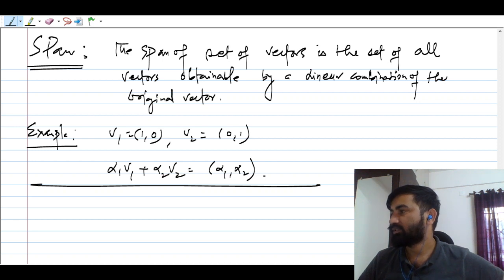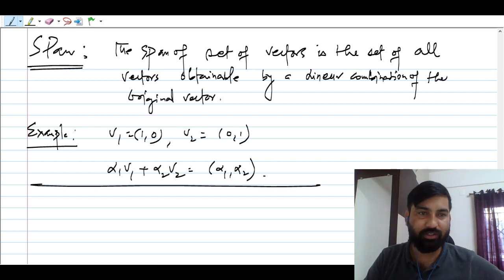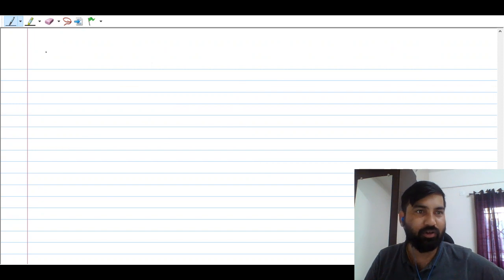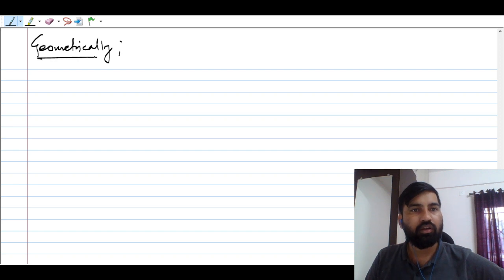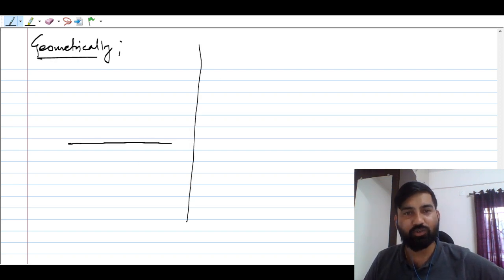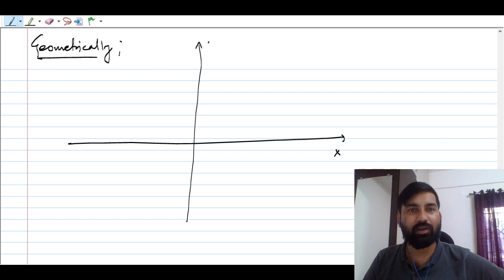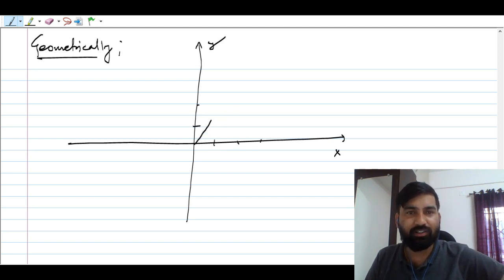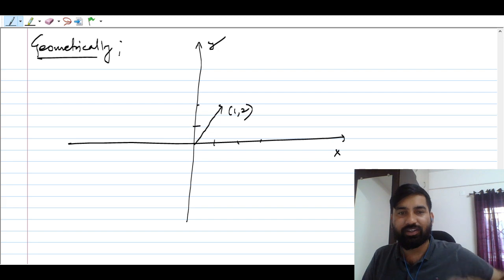We have to understand geometrically, okay? Though I have explained those things also, how do we understand span geometrically? Suppose you take the R2 plane. What does R2 mean? This is x, this is y. You take the R2 plane, and you take, suppose, one vector. This is 1 and this is 2. So I'm taking one vector here, that is nothing but (1, 2), okay?